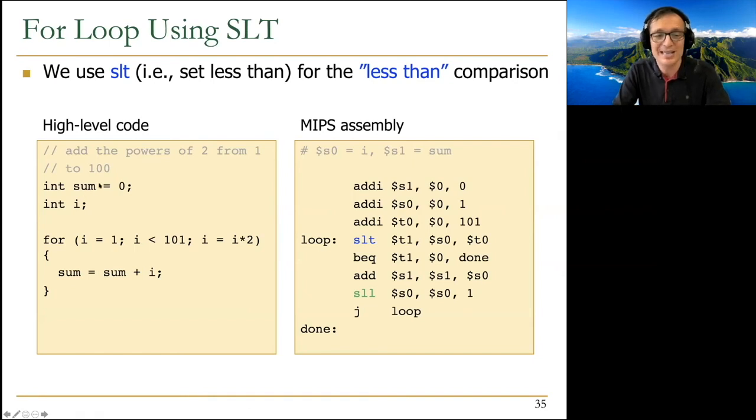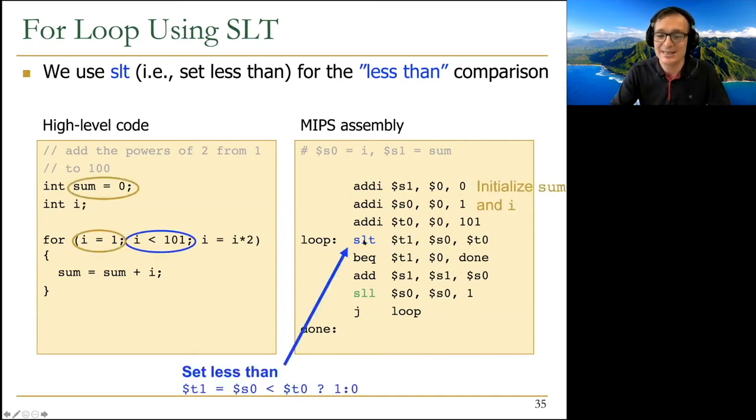And to be able to do that, you initialize sum and I. And then until I is less than 101, you basically find the powers of 2 like this, and then add it to the sum, right? And to be able to do that, you have some initialization, and then you do the set less than. Set less than is essentially the statement: if the value in register S0 is less than the value in register T0, the destination register gets 1, otherwise it gets 0. Okay, so it's basically this statement implemented with one instruction, right?